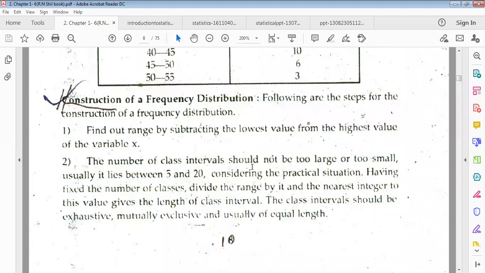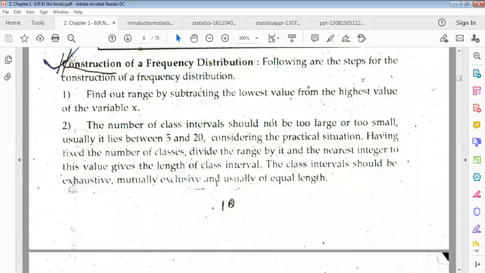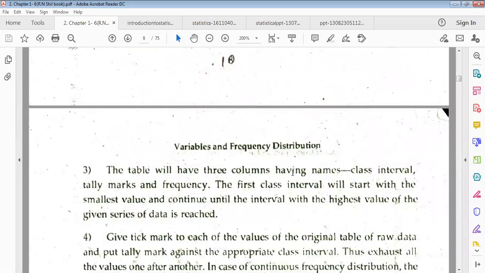The number of class intervals should not be very large or very small. Usually it lies between 5 to 20. Considering the practical situation, having fixed the number of classes, divide the range by it, and the nearest integer to this value gives the length of the class interval. The class intervals should be exhaustive, mutually exclusive, and of equal length.